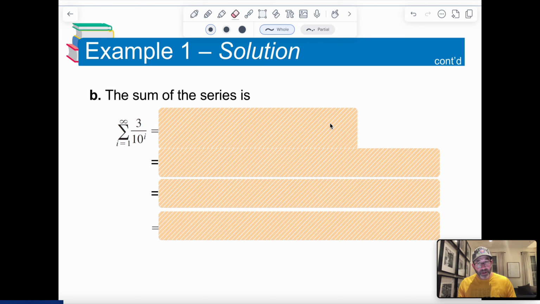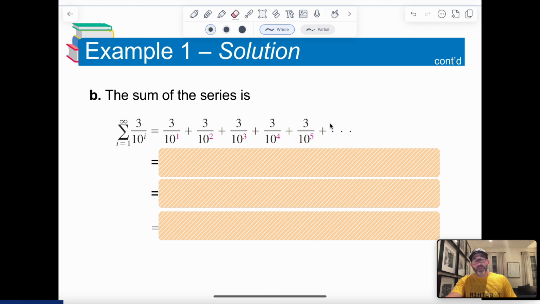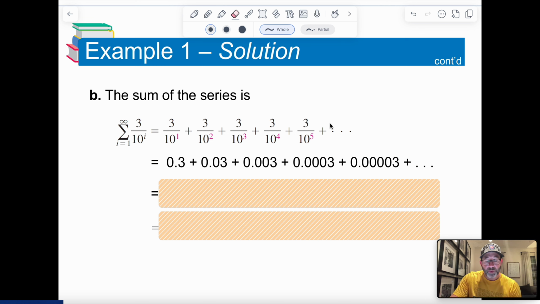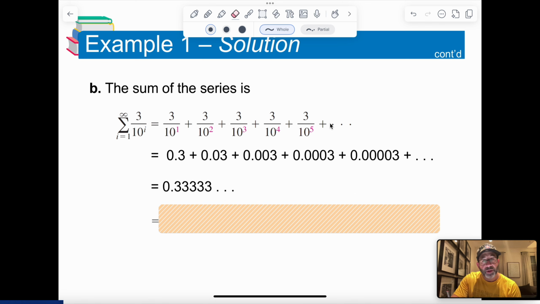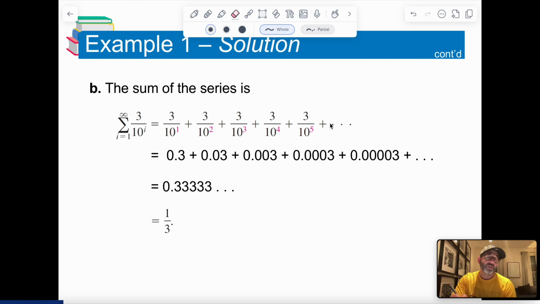What happens if I decide, let's not do the partial sum? Let's do the entire thing, just forever, right? Well, if we do it forever, it's going to end up being 3 over 10 to the first, 10 to the second, 10 to the third, and so on forever. And when we look at this, we get 0.3, and then 0.03, and then 0.003, and so on and so forth. If I continue to do this and add all these together, we end up with 0.3 repeating. And what do we know that 0.3 repeating is actually equal to? It's 1/3. So 1/3 is what we get if we say, what's the limit as i approaches infinity? It's 1/3. Okay.